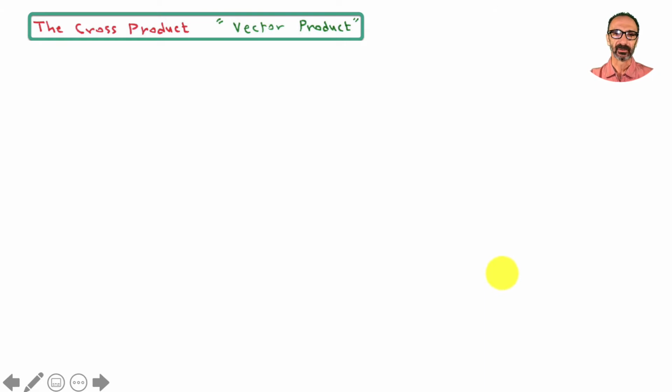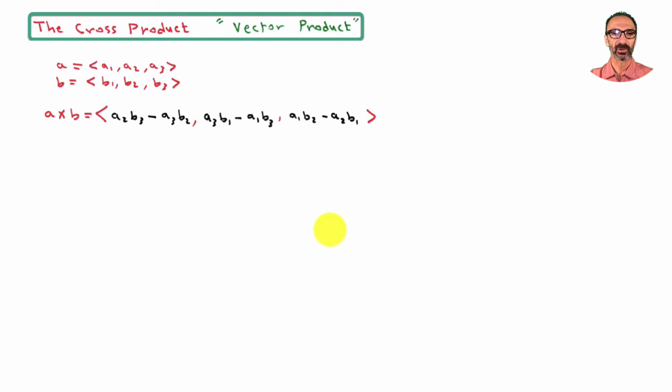The cross product, it's called a vector product. Last time video was the dot product, which is a scalar. This one is a vector product. So if you have A as A1, A2, A3, and B as B1, B2, B3, the cross product is as follows. I don't want to read it.